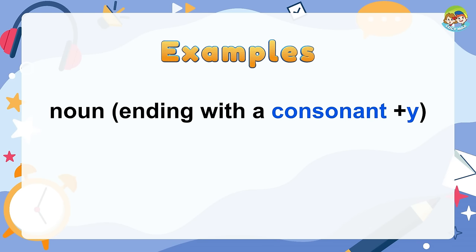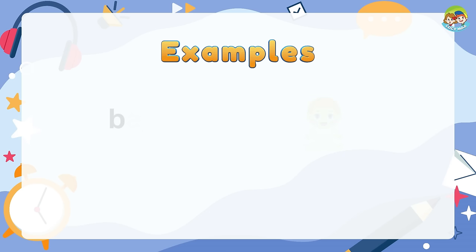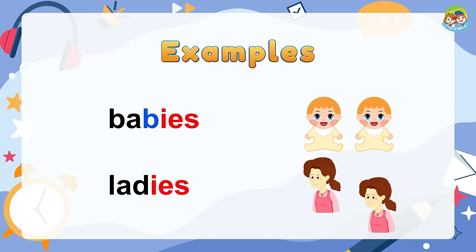Next we have a noun, consonant plus y, plus ies. If it ends with y and there is a consonant before the y, you add ies. Baby. Baby ends with y. There is a consonant b before it. So you take away the y and add ies. Babies. Next is lady. Take off the y and add ies to make ladies.